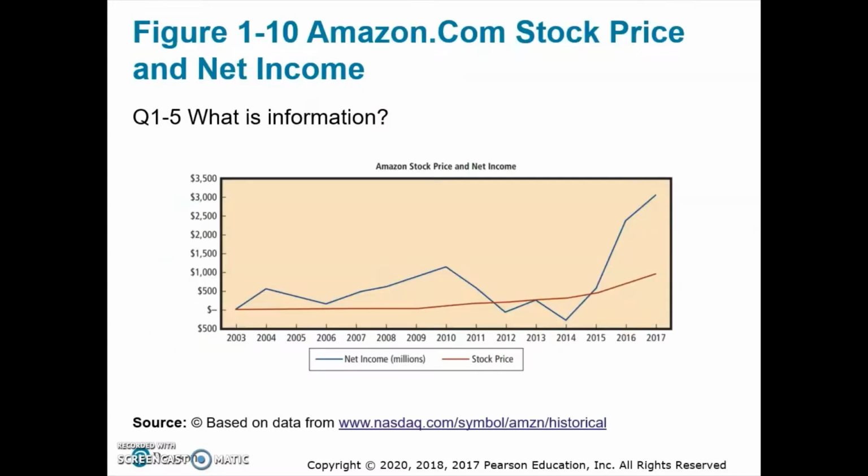Let's look at this chart here. So, Amazon stock price and net income. Yeah, we have some lines. We have dollar figures over time. But is there really any useful information out of this? Not really. A graph is not information.